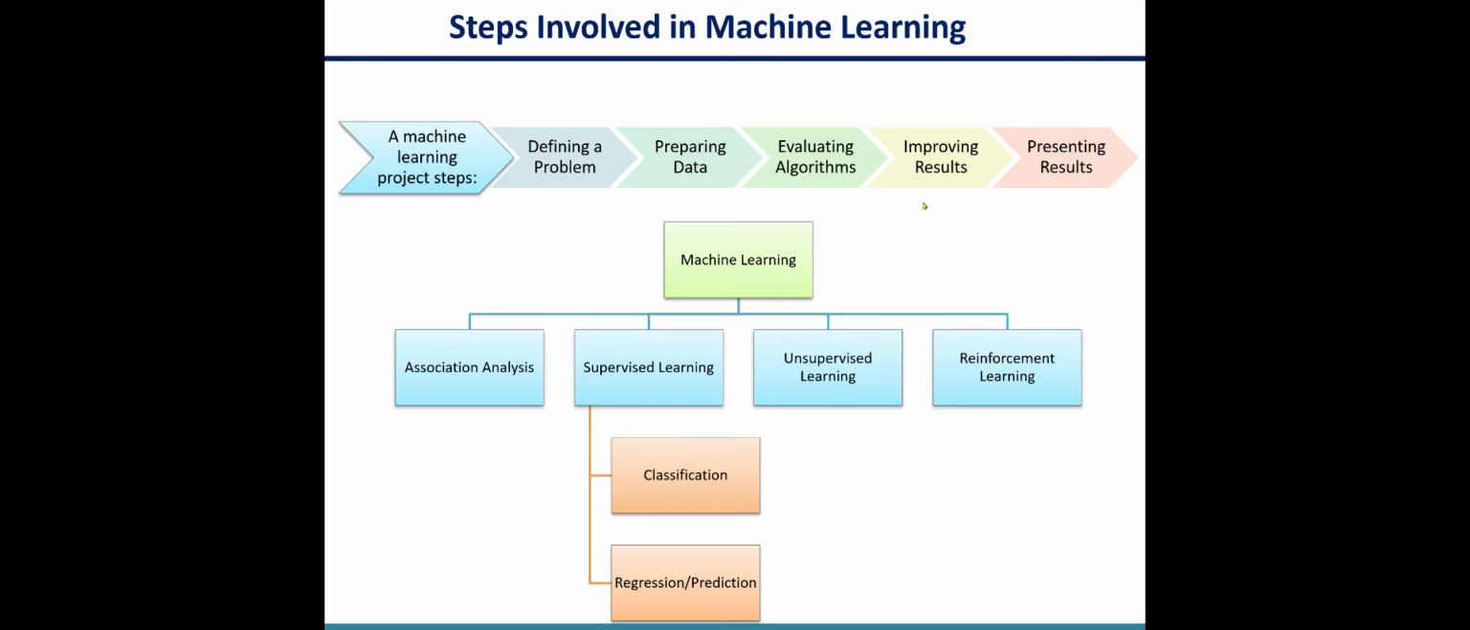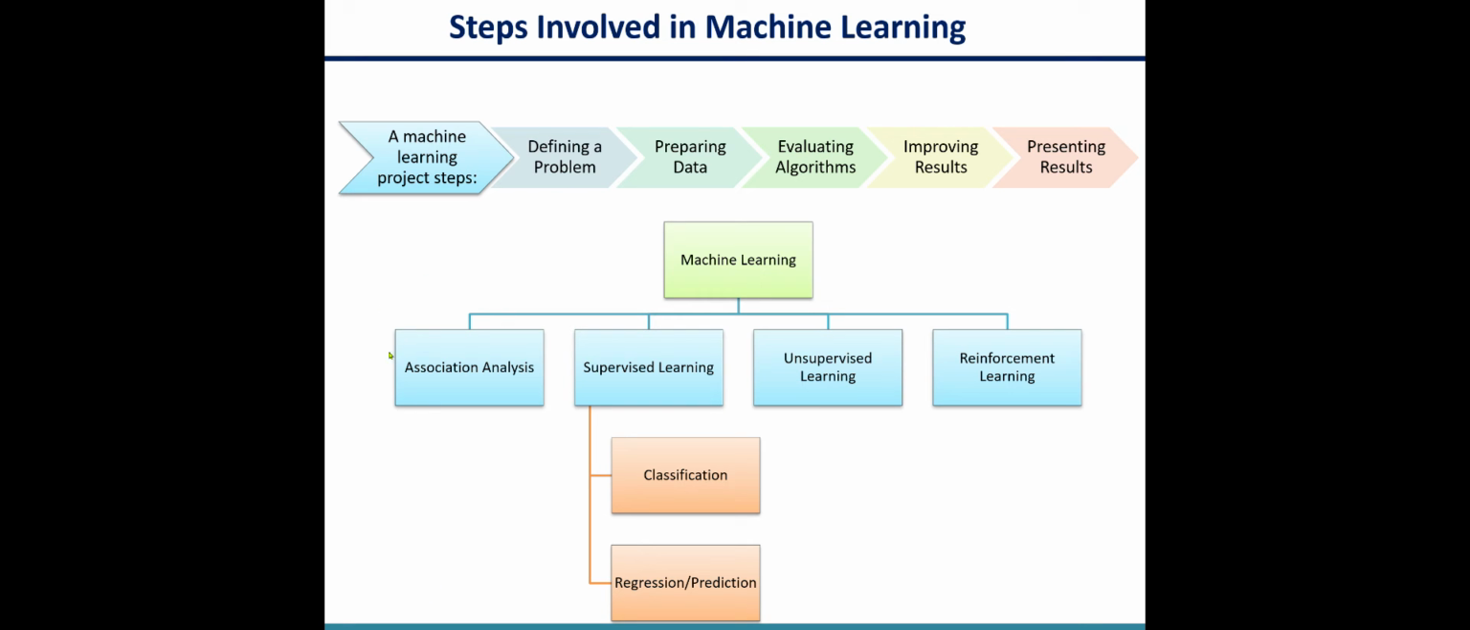These are the steps involved in machine learning: defining the problem, preparing the data, evaluating the algorithms, improving the results, and presenting the results. So again, the types of machine learning are association analysis, supervised learning, unsupervised learning, and reinforcement learning.